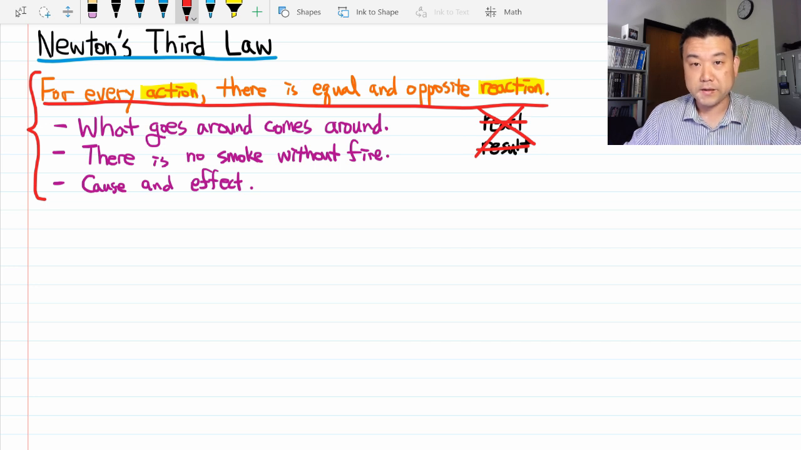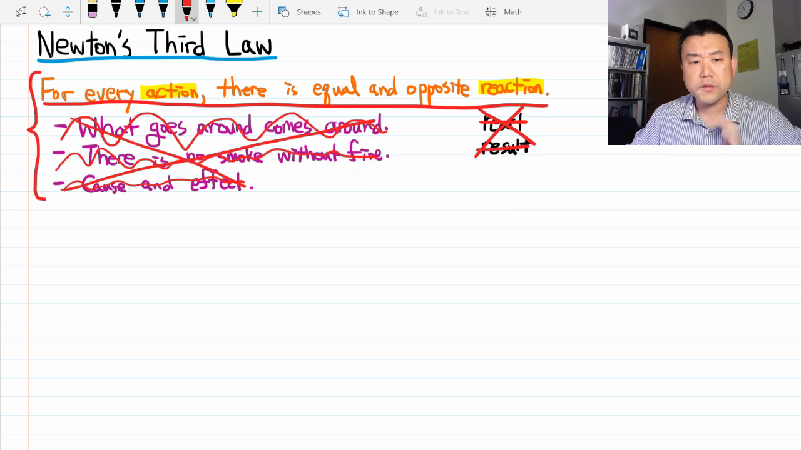So to make it extra clear, all these statements which may have seemed to you similar to what Newton's third law says, well, these are principles in life. I'm not saying they are wrong, but they have nothing to do with Newton's third law. That's what I want to point out before we start talking about what Newton's third law really means.